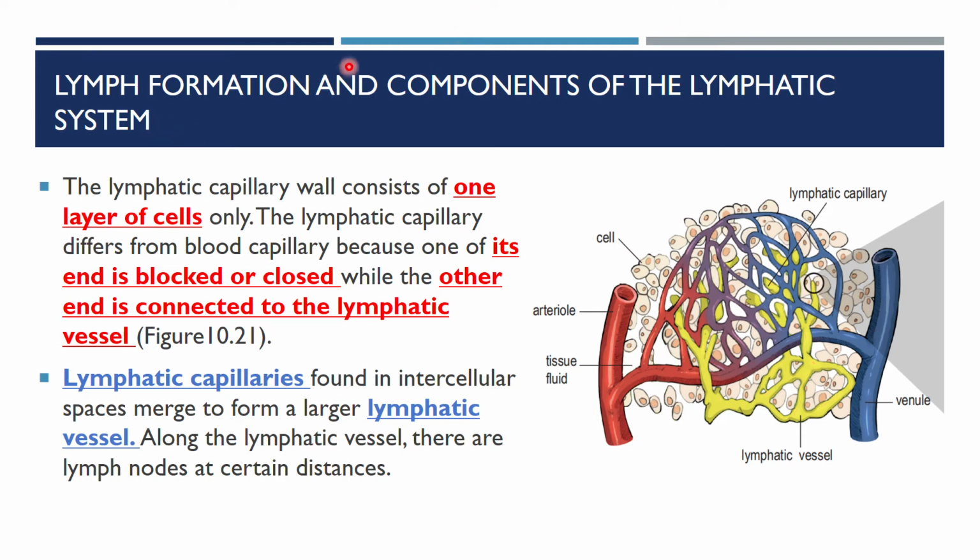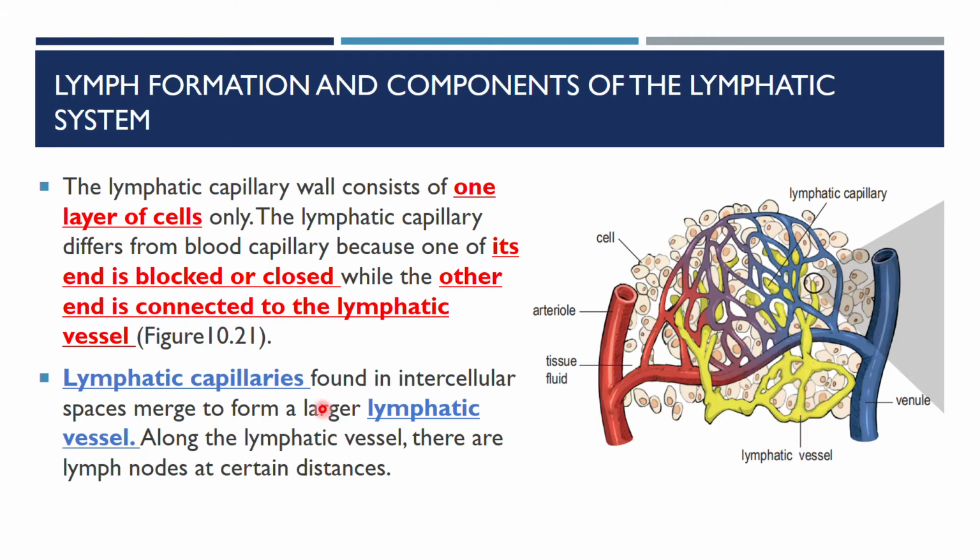The lymph formation and components of the lymphatic system. The lymphatic capillary wall, the yellow one, its wall consists of one layer of cell only. And the lymphatic capillary is different from the blood capillary because one of the ends is closed while the other one merges to form the lymphatic vessels.